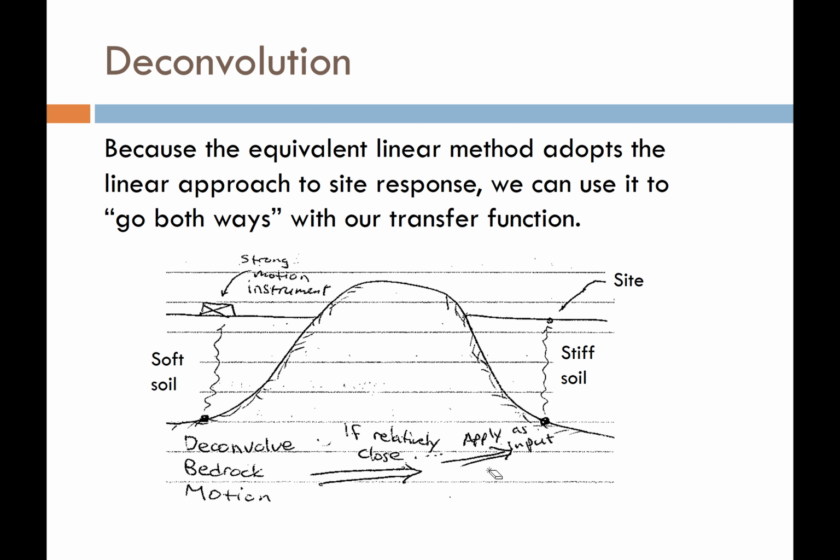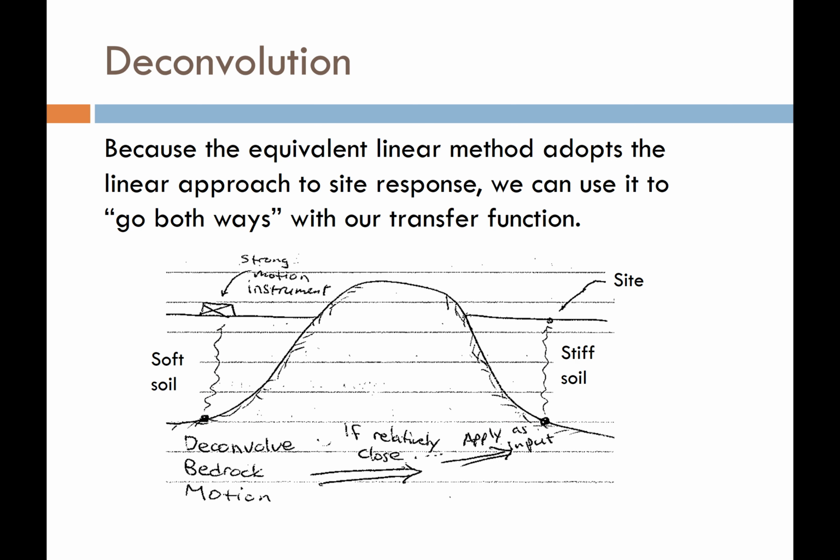So the idea is, what if there was a way that I could use equivalent linear to go down through the soil to compute what the response would be at the bedrock, and then take that bedrock motion and apply it as the starting motion at a different site, and then run equivalent linear back up to compute the ground motion at the top of the ground at another site. That's the whole idea of deconvolution.